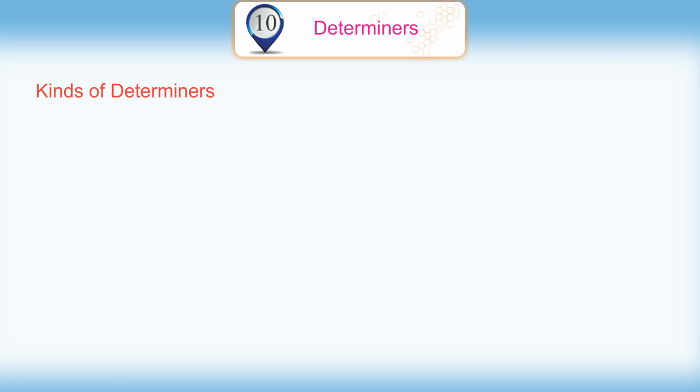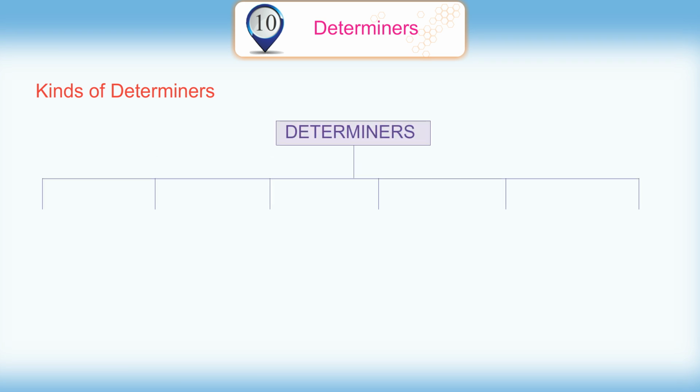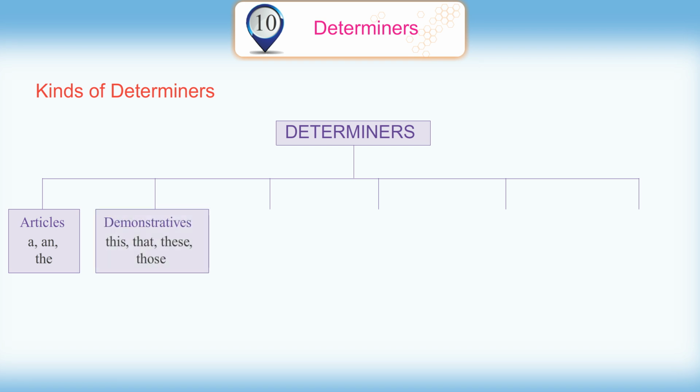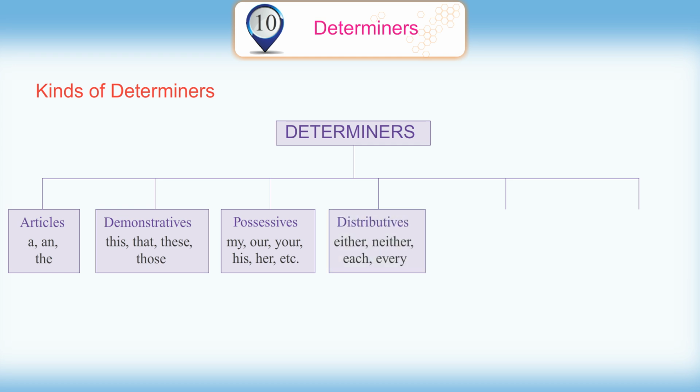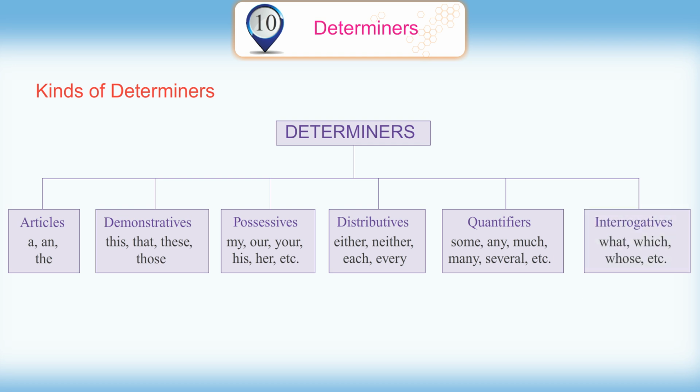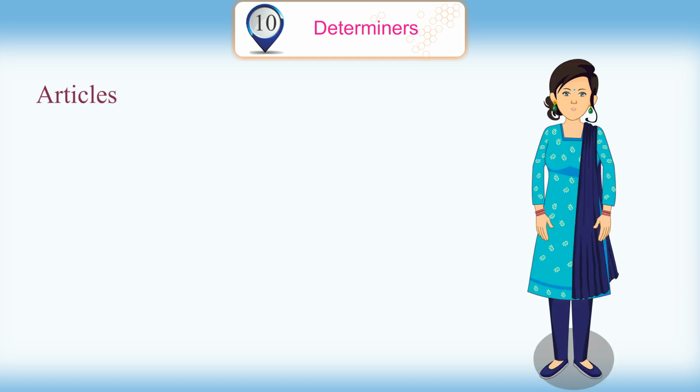Kinds of determiners. Articles: a, an, the. Demonstratives: this, that, these, those. Possessives: my, our, your, his, her, etc. Distributives: either, neither, each, every. Qualifiers: some, any, much, many, several, etc. Interrogatives: what, which, whose, etc.